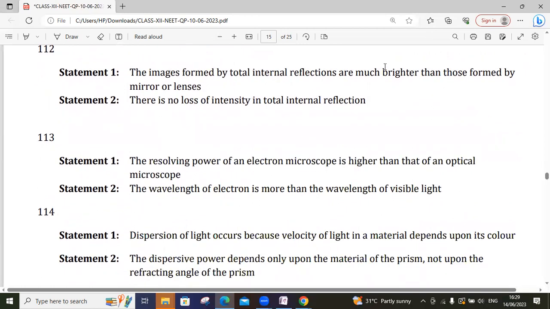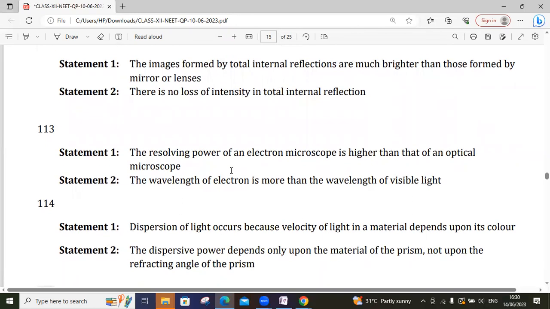The images formed by TIR are much brighter than those formed by mirror lenses. There is no loss of intensity in TIR. Yes, this is correct, because in TIR no refraction happens. So the whole of the light will be reflected light only, so it has maximum intensity. That's why it is the brightest compared to others, because in others there is a chance of more absorption and some amount of transmission into the other medium. In TIR there is no loss of intensity. So both are correct, and this is the correct explanation. Correct.